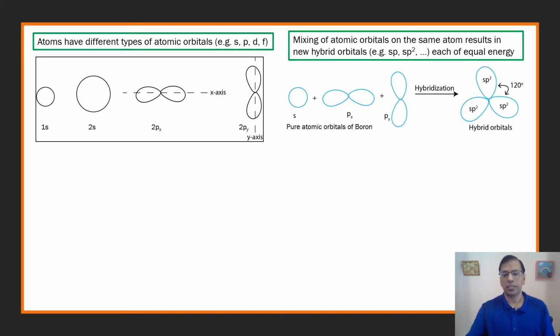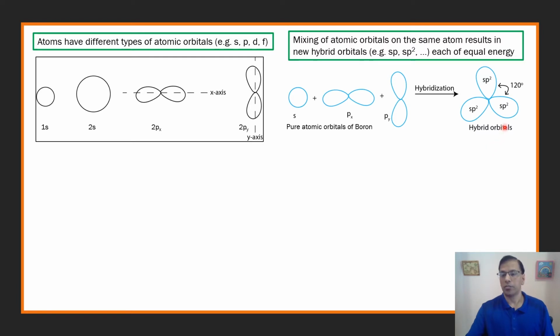In this case, these are the atomic orbitals of boron. You have the s orbital, px, and py. So these three atomic orbitals will mix. The process is called hybridization, and this will give rise to three sp2 hybrid orbitals. It's right here. The arrangement of these three sp2 hybrid orbitals is based on the valence shell electron pair repulsion method.